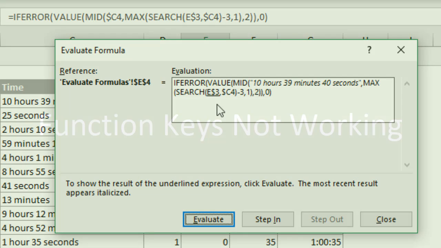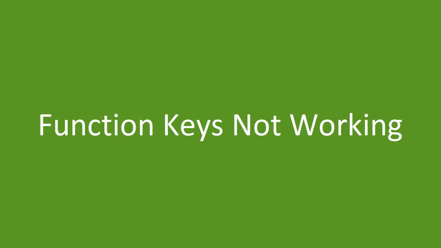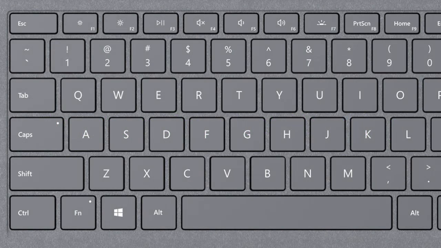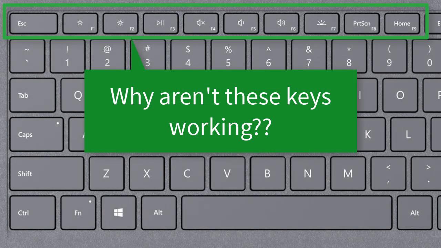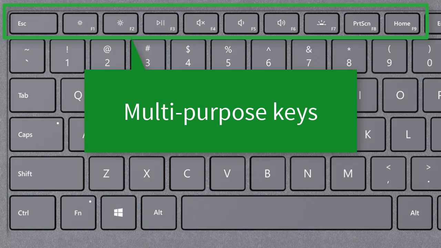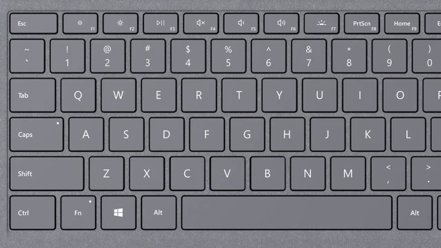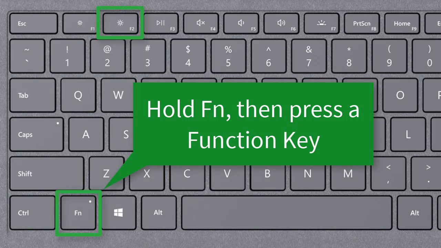Now, one important thing to note is if the function keys like F2 and F4 are not working for you, this is likely due to them being multi-purpose keys, and this typically happens on laptops and smaller keyboards, although a lot of new keyboards have this design as well. So there are a few things you can do to fix this. First, you can press the Fn key on the keyboard in combination with the function key, so hold down Fn and then press F2 or F4. But if you're using the function keys a lot, then this can really slow you down.